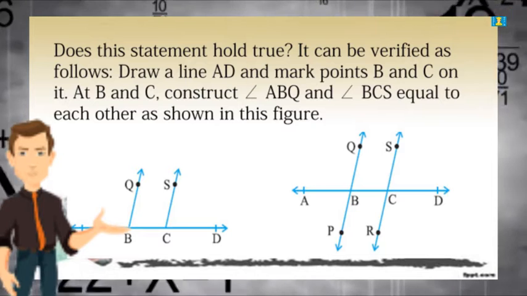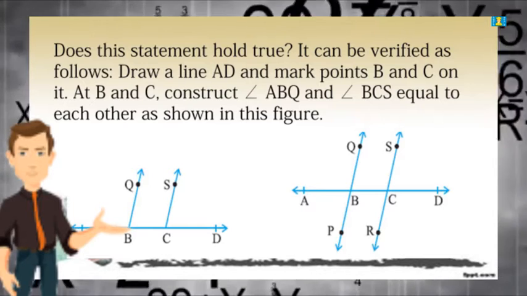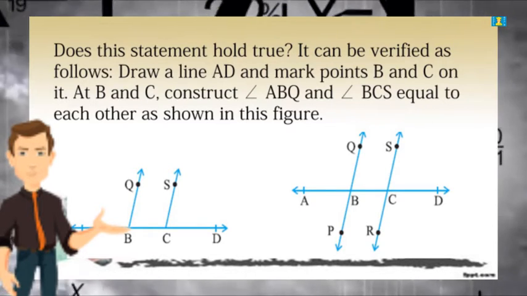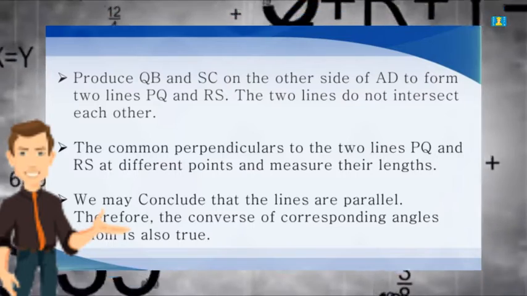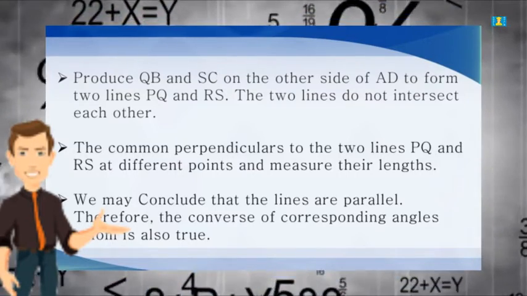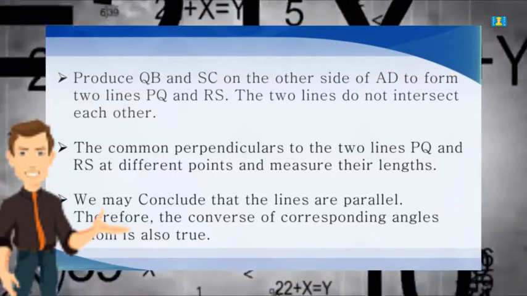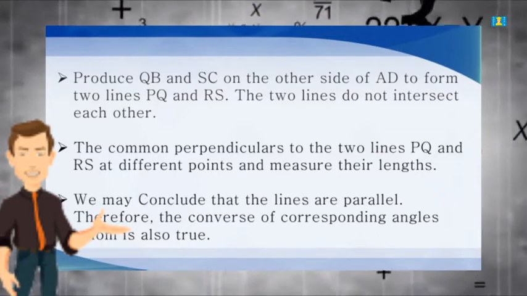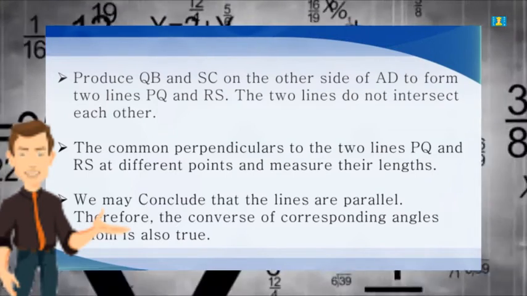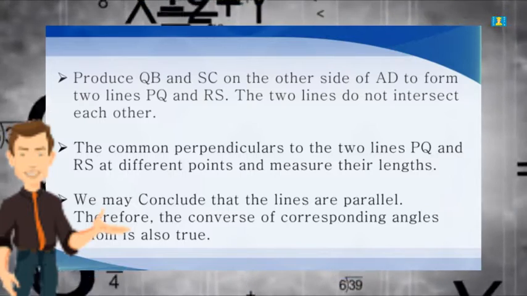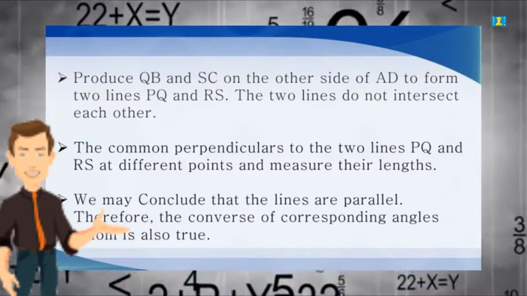Draw a line AD and mark points B and C on it. At B and C, construct angle ABQ and angle BCS equal to each other as shown in the figure. From the figure above, we can infer that producing QB and SC on the other side of AD forms two lines PQ and RS. The two lines do not intersect each other. Then draw the common perpendiculars to the two lines PQ and RS at different points and measure their lengths. We may conclude that the lines are parallel. Therefore, the converse of the corresponding angles axiom is also true.